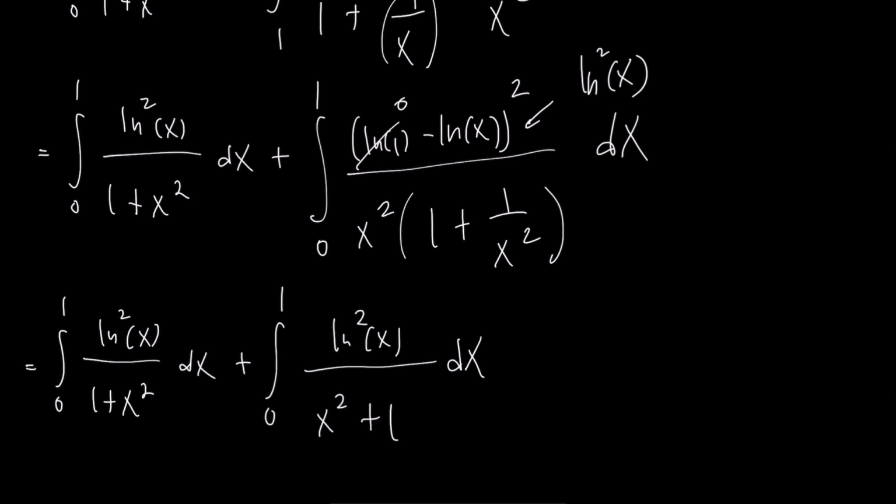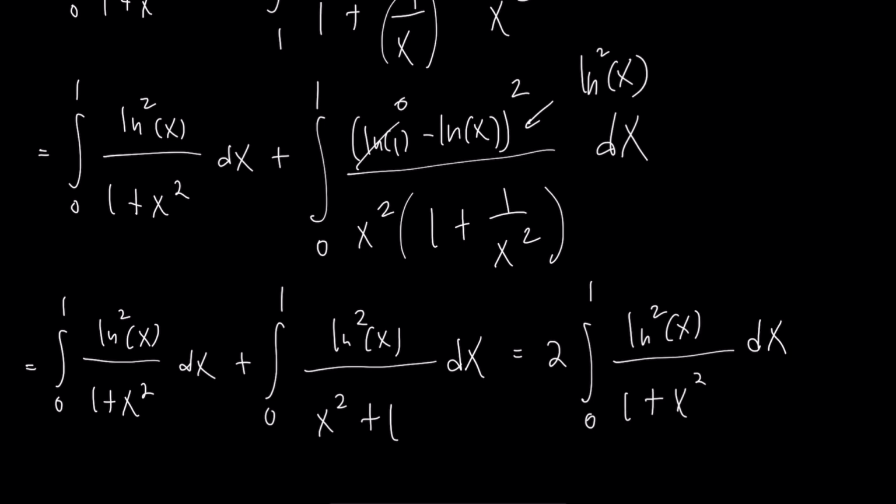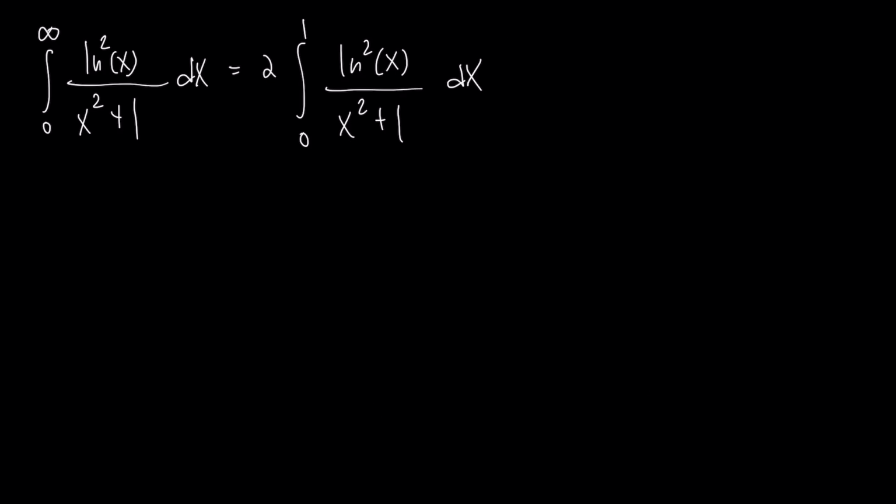But look, we have twice that integral. This is equal to twice the integral from 0 to 1 of the squared logarithm divided by 1 plus x squared dx. We now have that the integral from 0 to infinity of the squared logarithm divided by x squared plus 1 dx is twice the integral from 0 to 1 of the squared logarithm divided by x squared plus 1 dx.